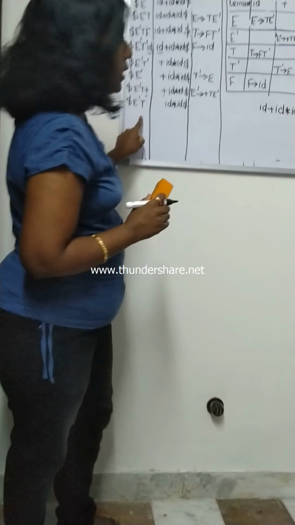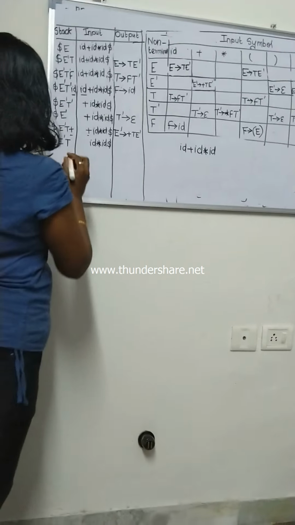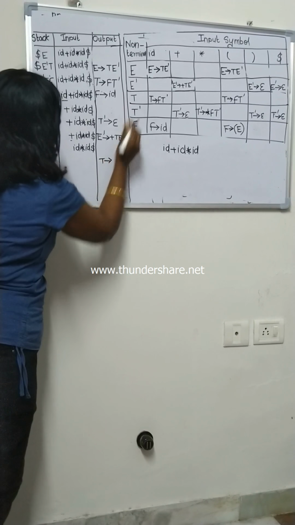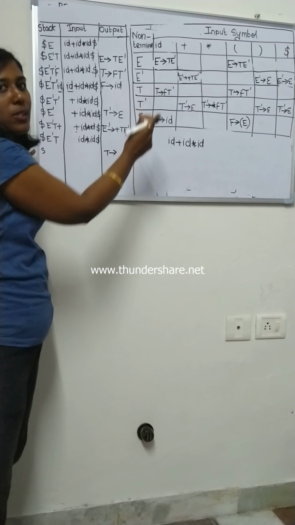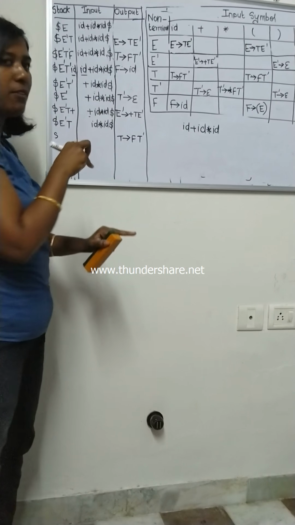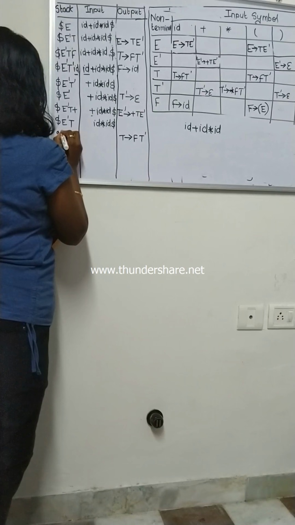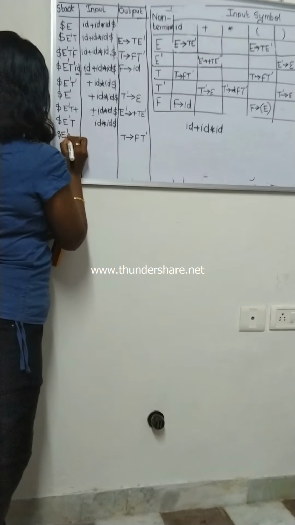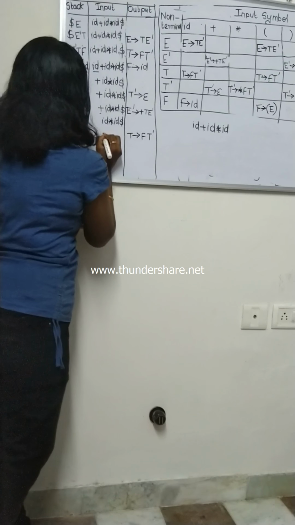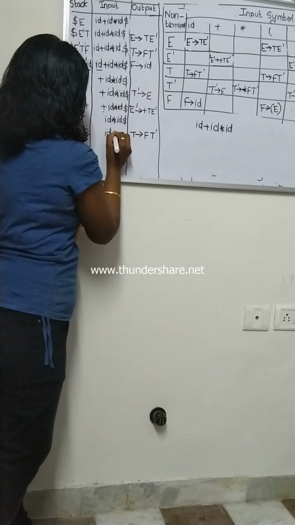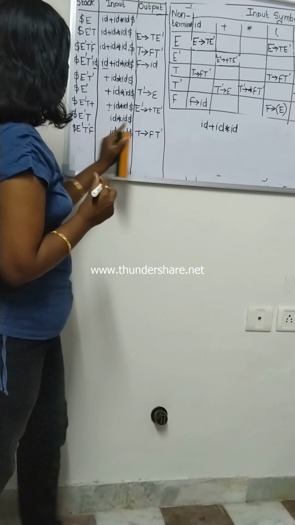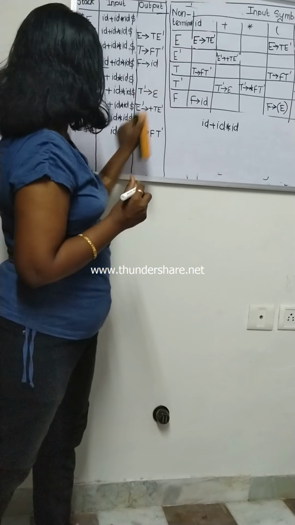Now I am going to check T row column ID. So T row column ID. Here we have a production, T derives FT dash. Now I am going to write in reverse order here. So dollar E dash, T dash and F. So I am writing it again, ID star ID dollar.